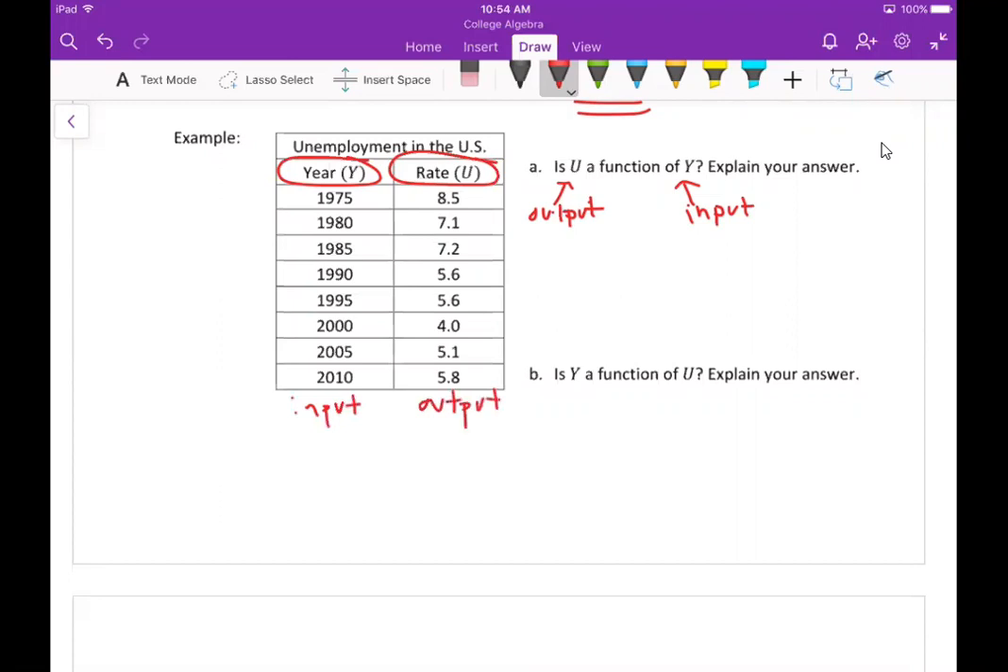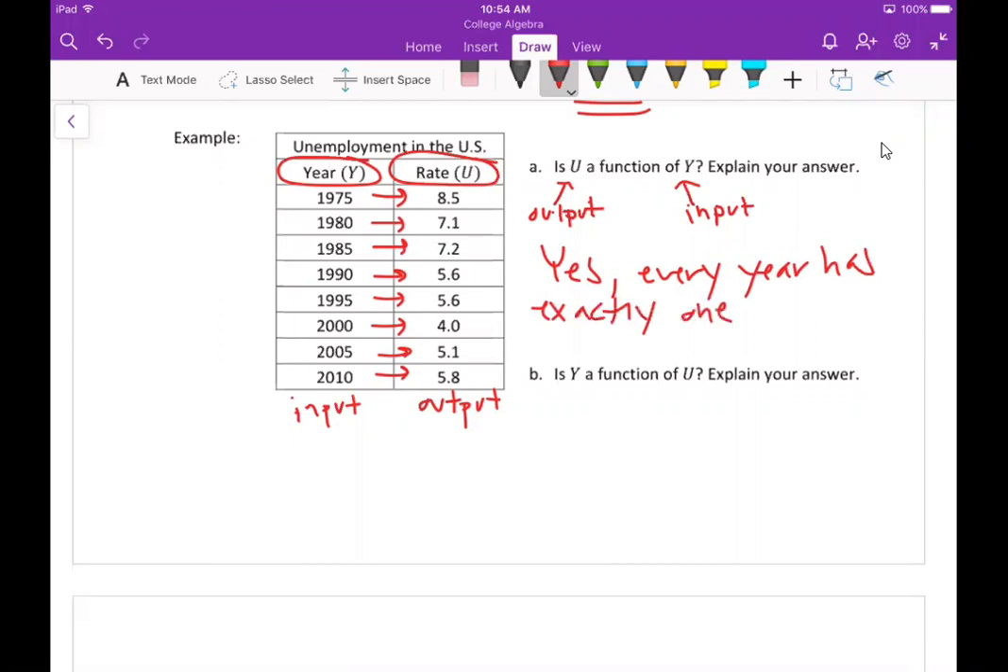So for every input, for every year, do I know exactly what the unemployment rate is? Yes, each year goes to exactly one unemployment rate, which makes sense, right? Every year should only have one unemployment rate that occurred that year. So yes, u is a function of y. Every year has exactly one unemployment rate. We satisfy that definition of a function.